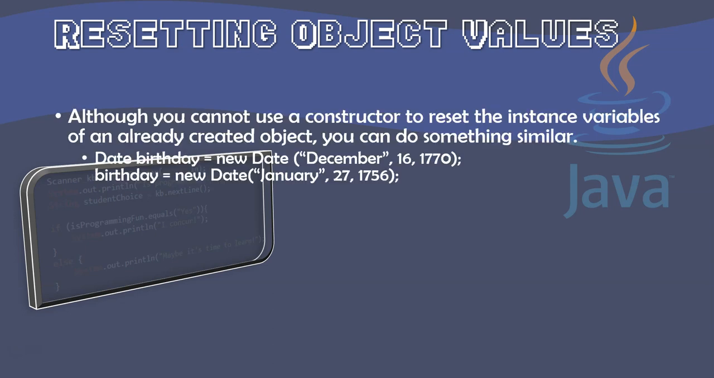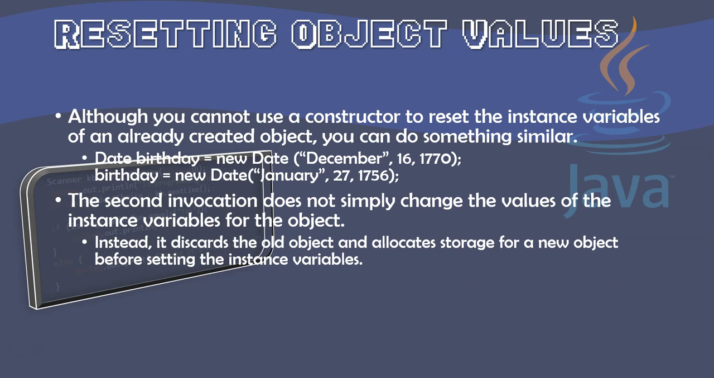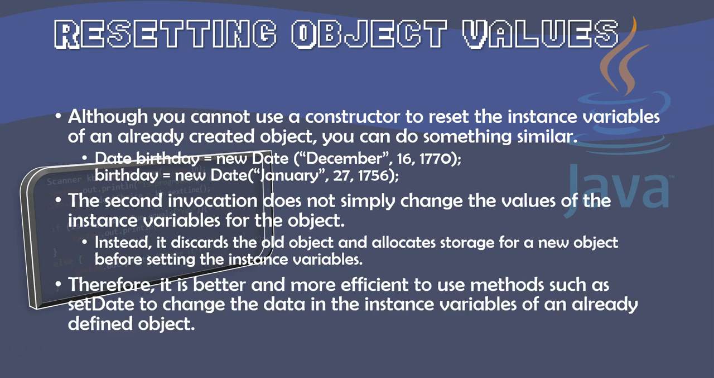Now, although you cannot use a constructor to reset the instance variables of an already created object, you can do something similar. So, for example, let's say we have Date birthday = new Date("December", 16, 1770), and I say birthday = new Date("January", 27, 1756). Now, this second invocation does not simply change the values of the instance variables for the object. Instead, what it's doing is actually discarding the old object and allocating storage for a new object before setting the instance variable. Therefore, it's more efficient to use methods such as setDate to change the instance variables of an already defined object because you're not having to deal with memory allocation and stuff like that. It allows it to effectively rewrite it.